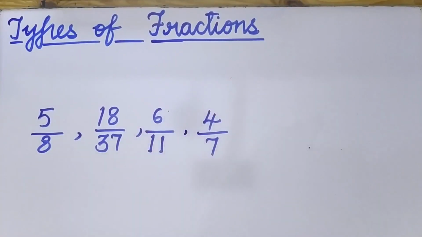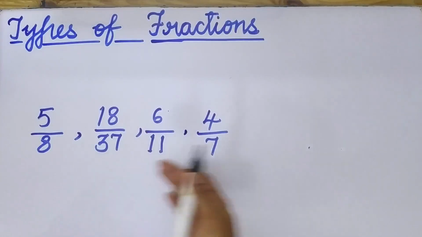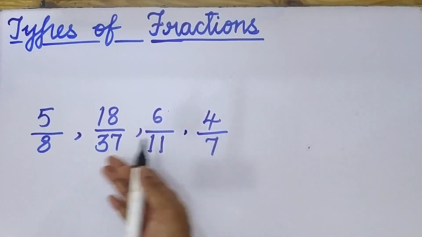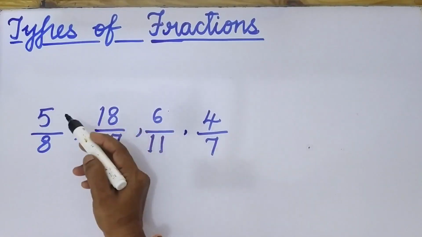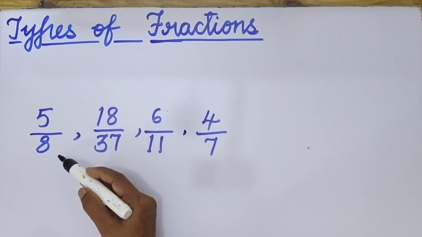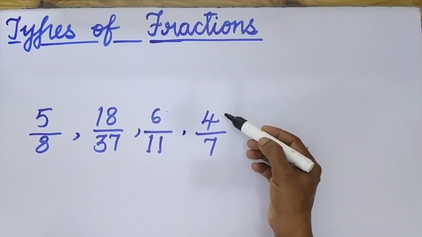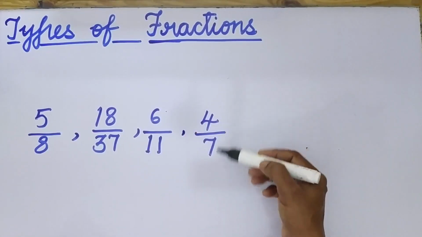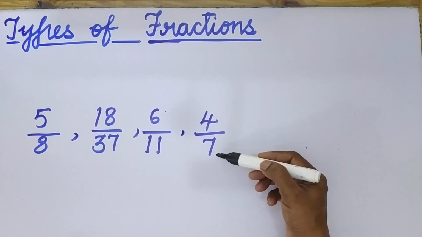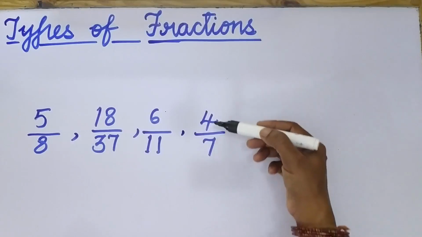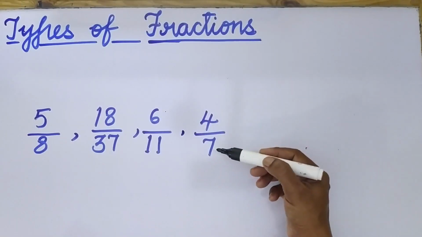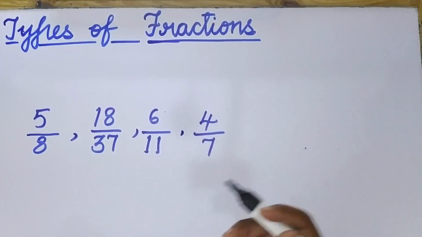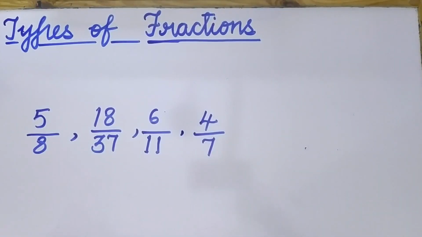See here, a few of the fractions. What we can see common in all these four fractions is that the numerator is smaller than the denominator. See here, all the numerators. In each fraction, the denominator is greater than the numerator. So, numerator is smaller than denominator. Such fractions are called proper fractions.